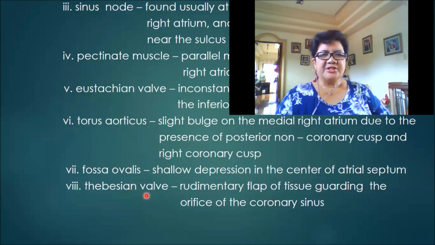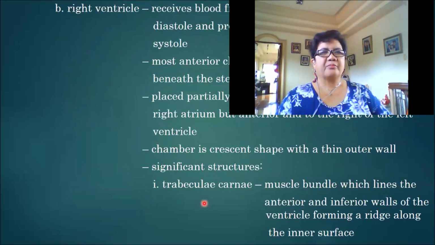Then you have a Thebesian valve, which is another rudimentary flap of tissue guarding the orifice of the coronary sinus. So this is just rudimentary, so it may disappear as one goes older.